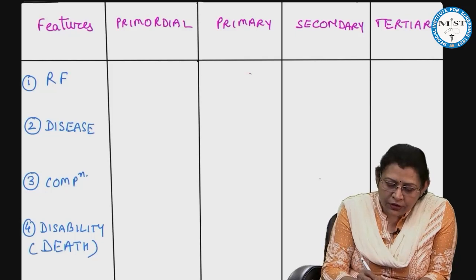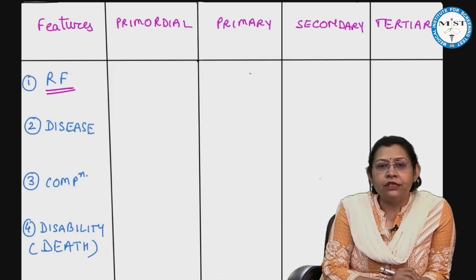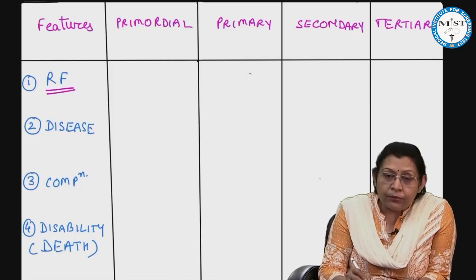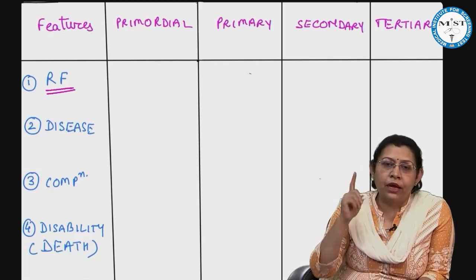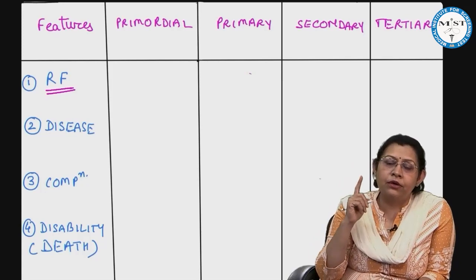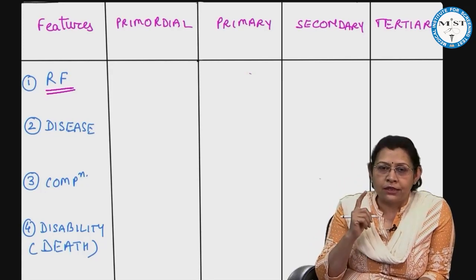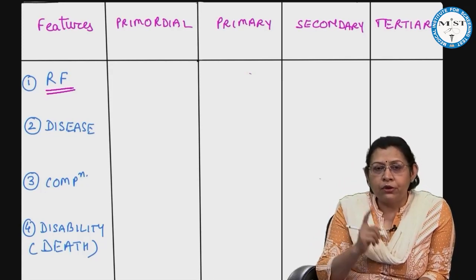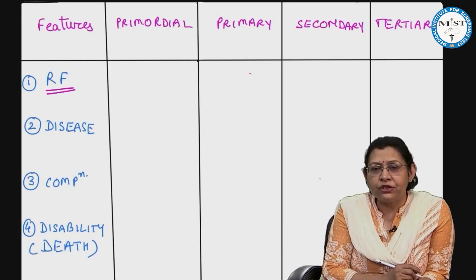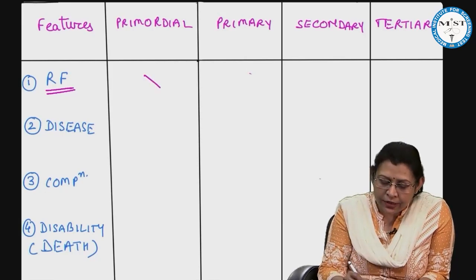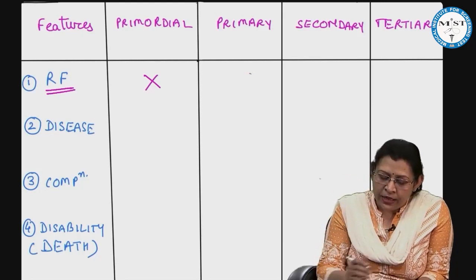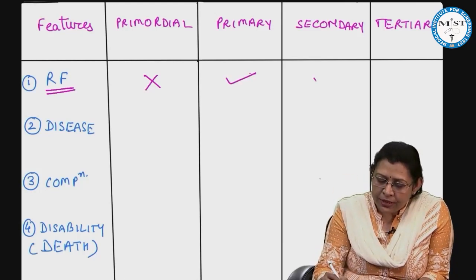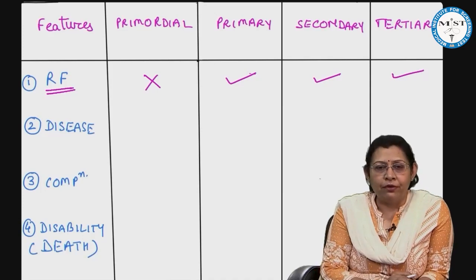And let us see whether the risk factor is present or absent in the primordial. Please answer with me so I could hear your voice. So what about the risk factor in the primordial level prevention? Definitely the risk factor is absent, because our goal is to avoid the risk factor, but it is present in primary, secondary and tertiary level prevention.